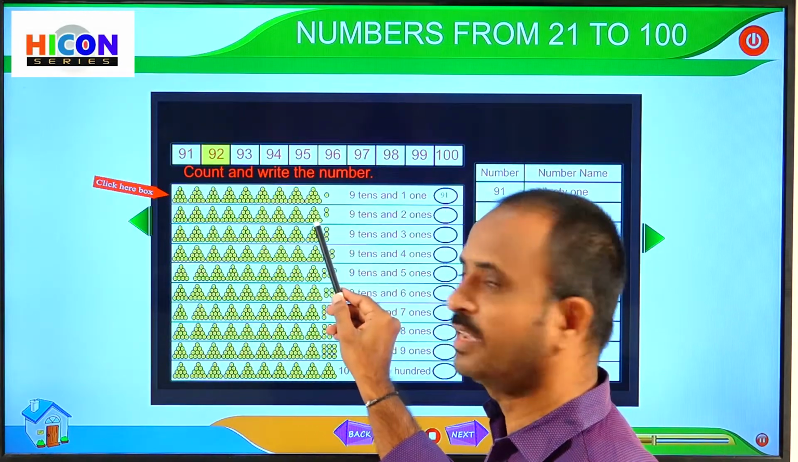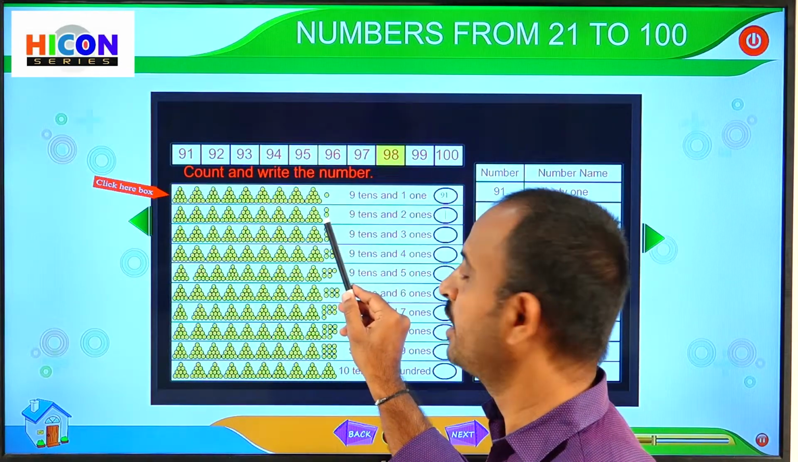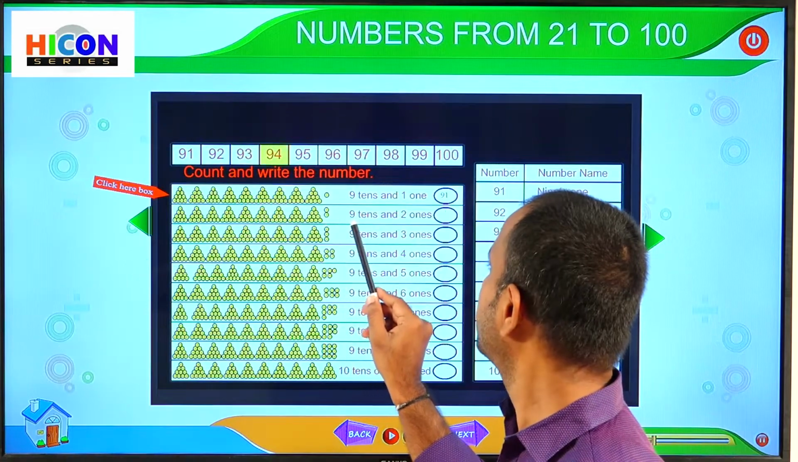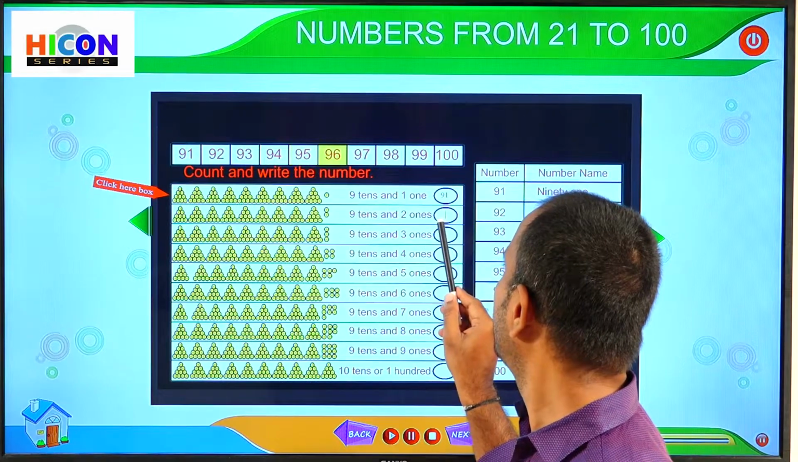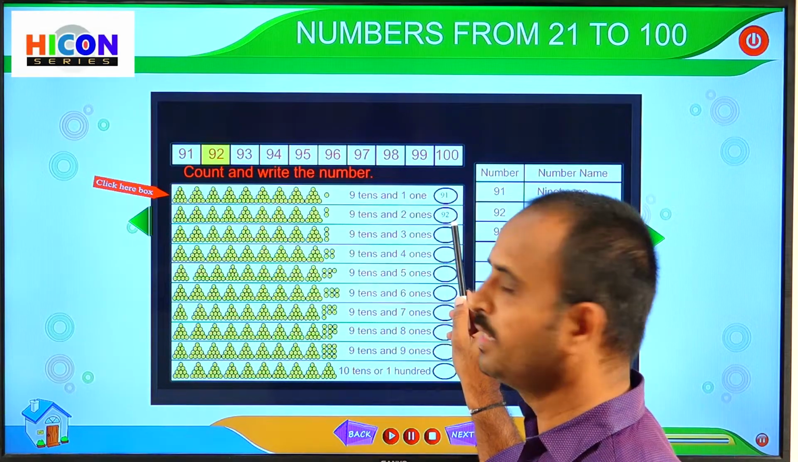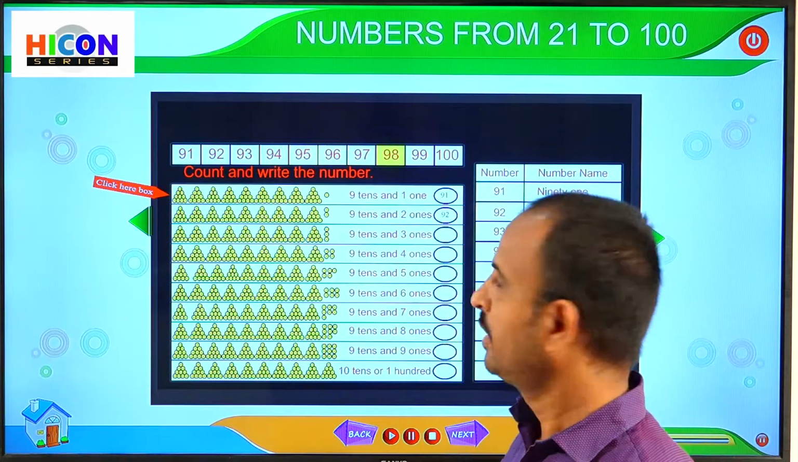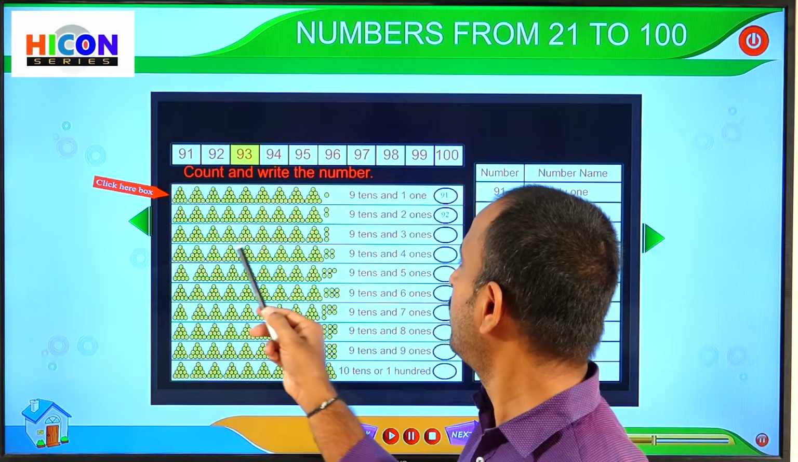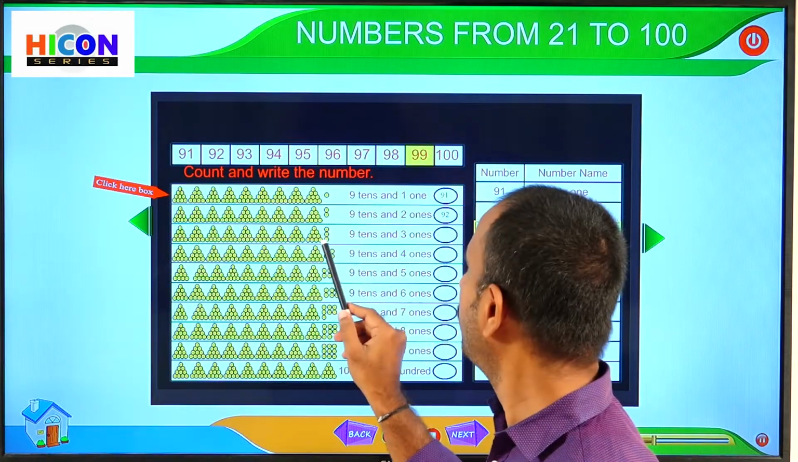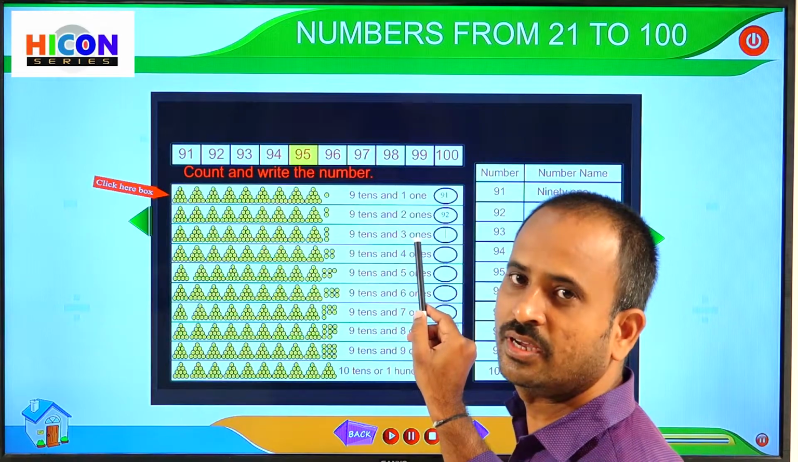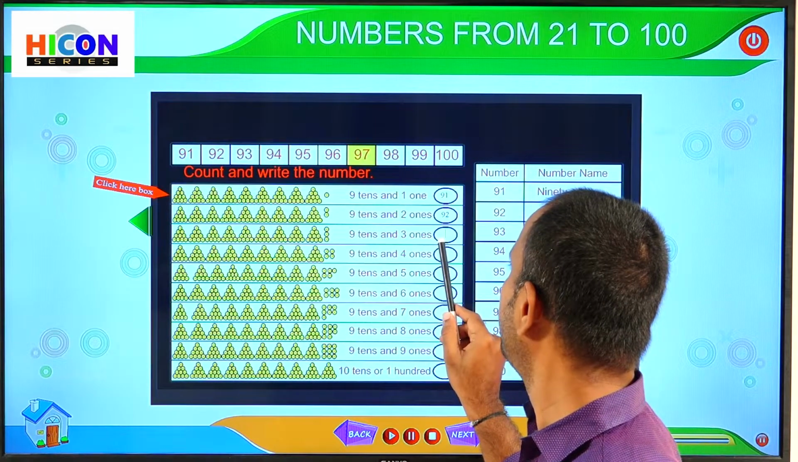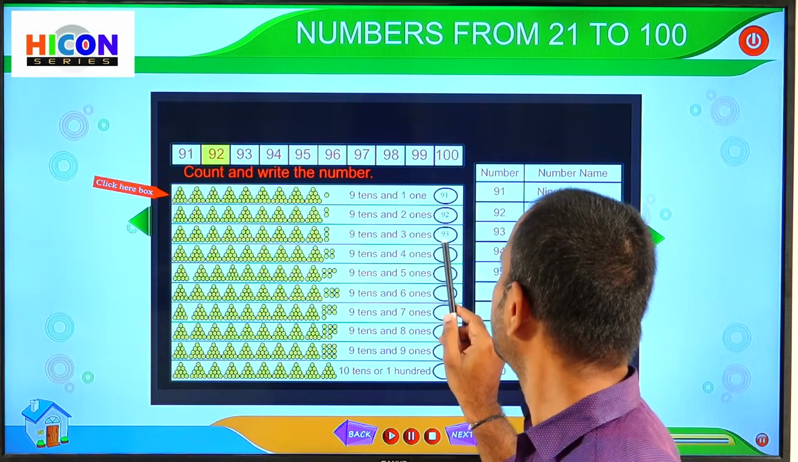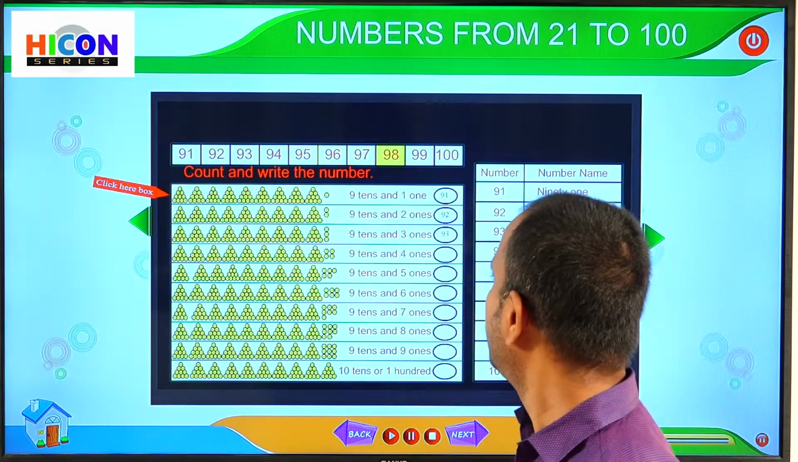And see the second row. There are 9 tens and how many ones are there? 2 ones are there. That is 9 tens and 2 ones. The number will be 92. That is 92. And see the next one. There are also 9 tens and how many ones are there? 3 ones are there. That is 9 tens and 3 ones. The number will be 93. That is 93.